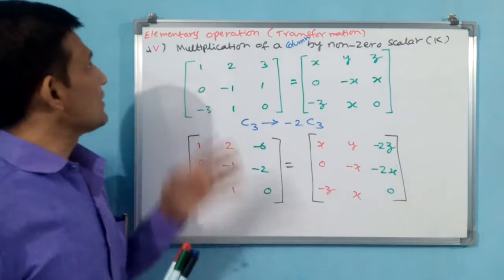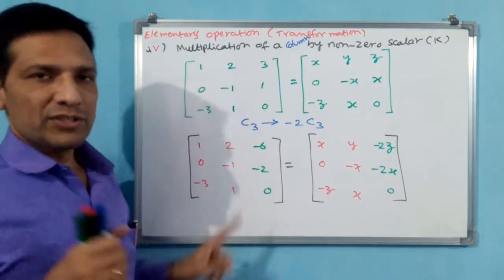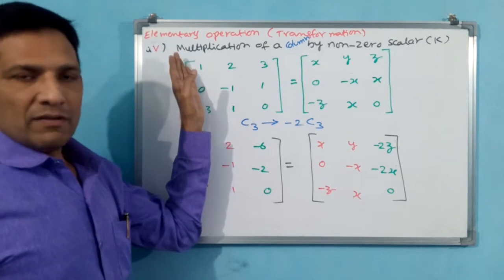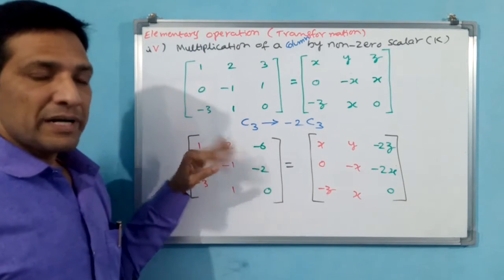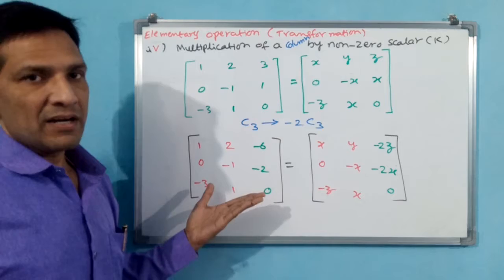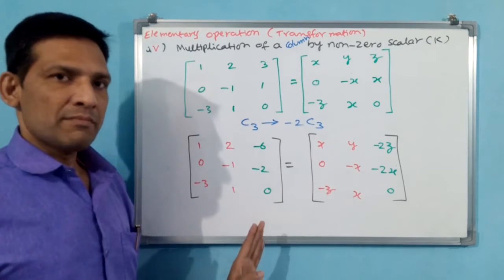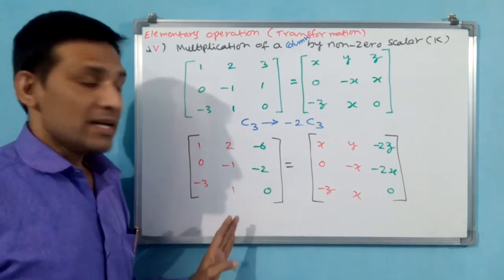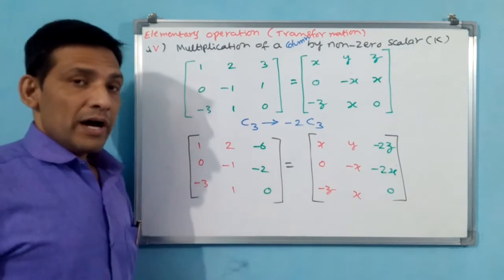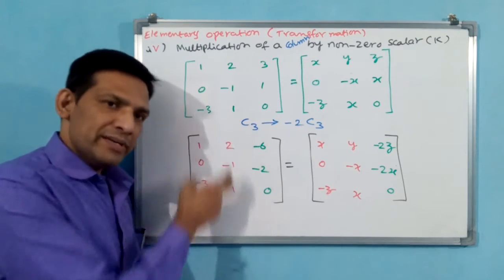You understand? This one, the fourth operation. In elementary operations, 6 operations are there. First one is interchanging of rows, second is interchanging of columns, third is multiplication of a row by a non-zero scalar, fourth is multiplication of any column by a non-zero scalar. This also you have to understand. Both sides you have to do. And whichever column we are doing, only that column changes, the remaining come intact.